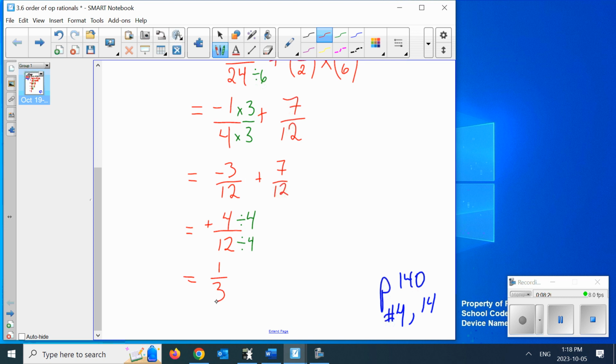So really, dividing by 4 over 4 is dividing by 1. That doesn't change the answer, it's just an alternate form, an equivalent fraction.